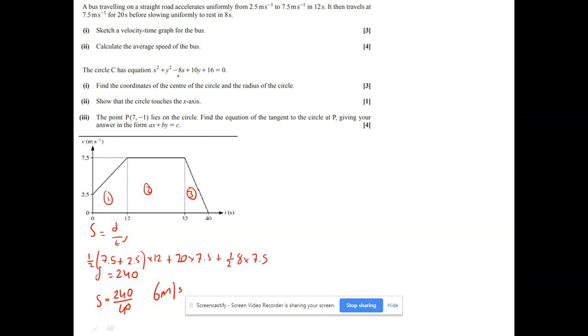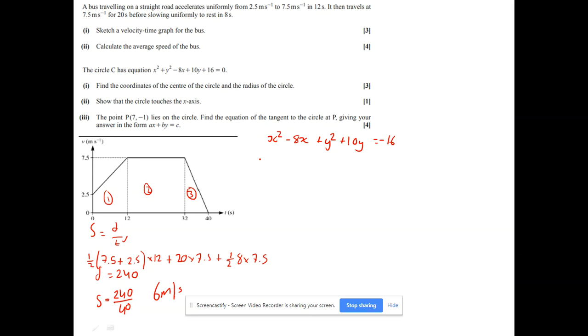Okay, the circle has this form, and we've done a few of this in the memory retrieval. So find the coordinates of the centre of the circle and the radius. So if I just try and rearrange the circle first, we get x squared minus 8x plus y squared plus 10y equals minus 16.